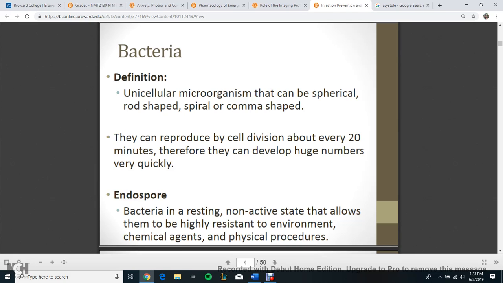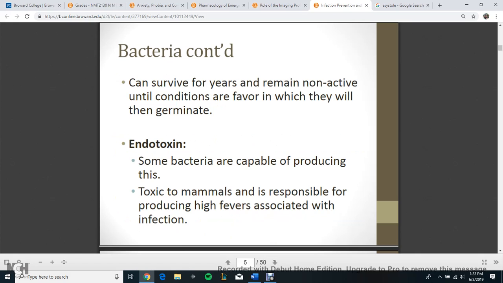Endospore, which is a bacteria in a resting, non-active state that allows them to be highly resistant to environmental, chemical agents, and physical procedures. It can survive for years and remain non-active until conditions are favorable, in which case it will then germinate. Endotoxin. Some bacteria are capable of producing this. Toxic to mammals and is responsible for producing high fevers associated with infection.